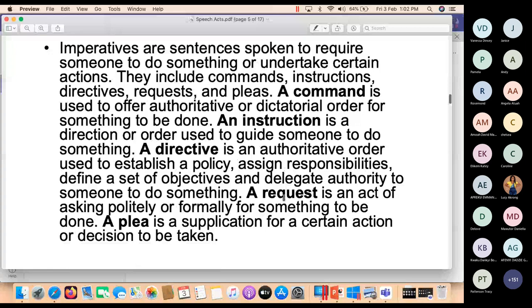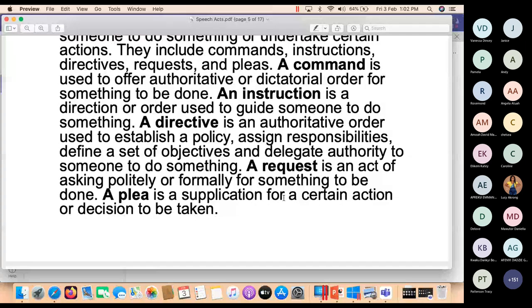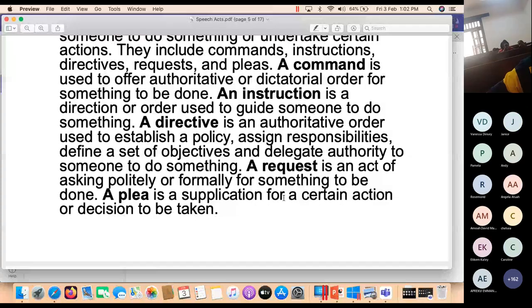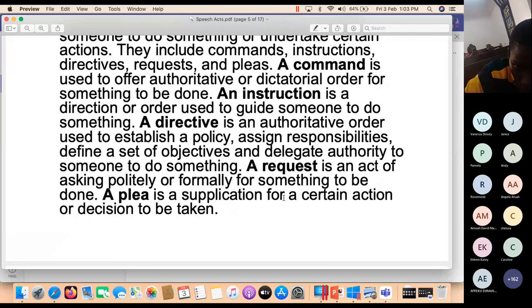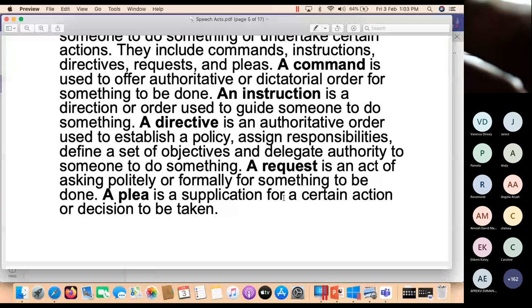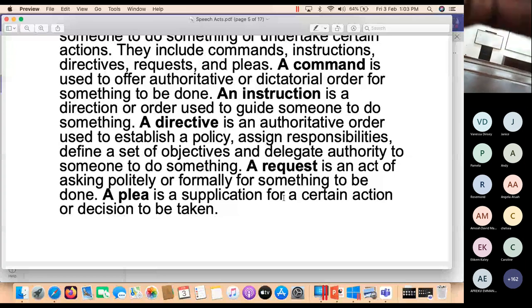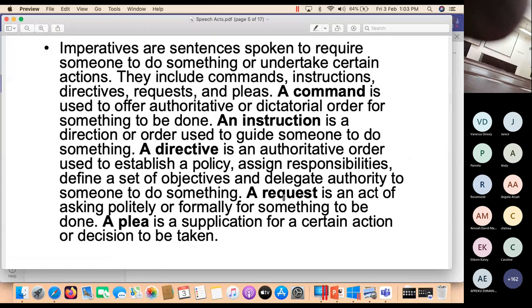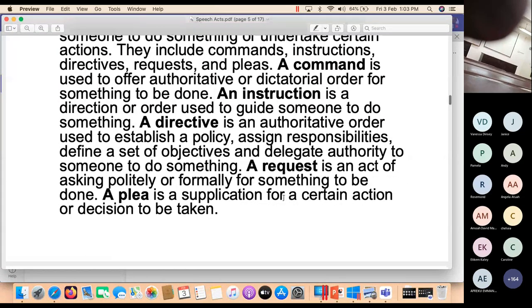A directive is an authoritative order used to establish a policy, assign responsibilities, and so forth. A request is an act of asking politely or formally for something to be done. A plea is a supplication for a certain action or decision to be taken. So these are different kinds of imperatives. You have the hard and the soft imperatives.